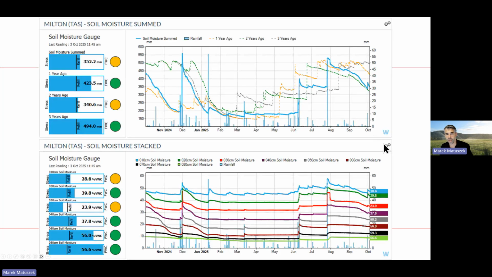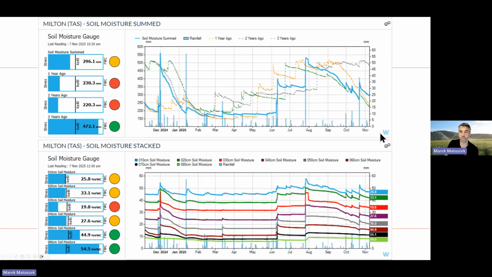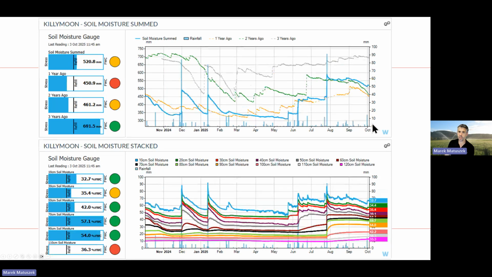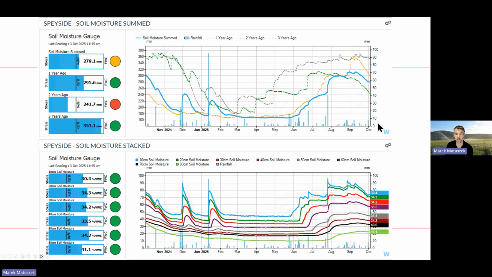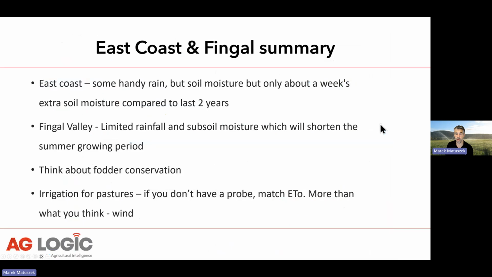East coast and Fingal Valley. The east coast is doing its normal thing at this time of year, just getting dry. A nice rainfall event, but it will follow the last two seasons. Fingal Valley is sitting a bit better than the last couple of years, but again, drying off pretty quickly in both soil types.